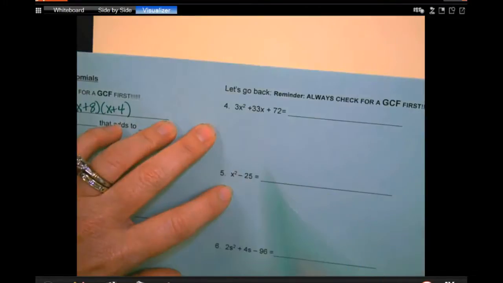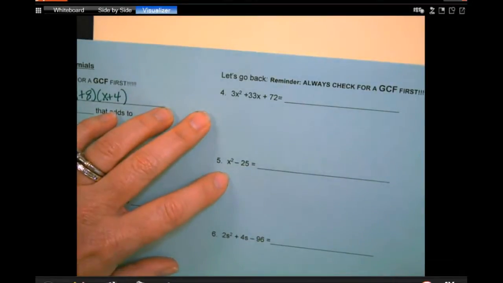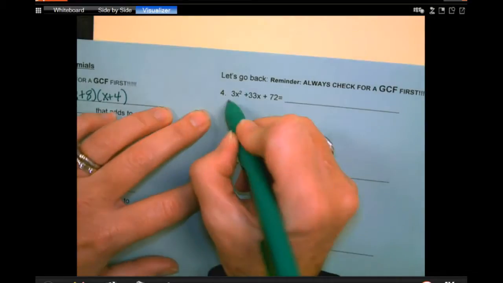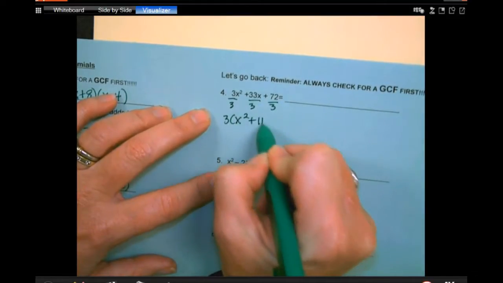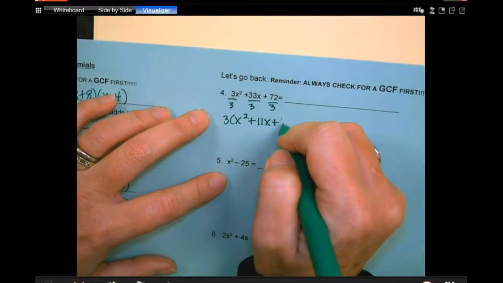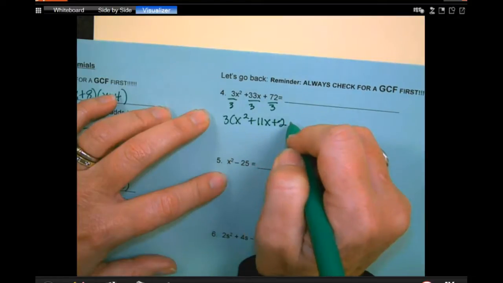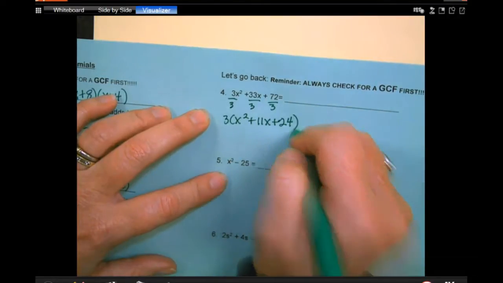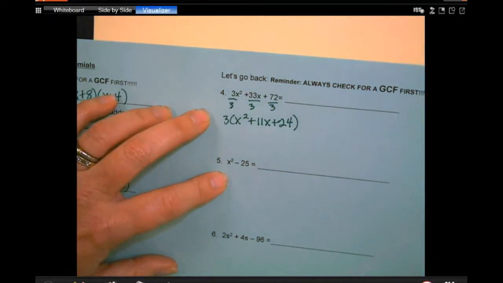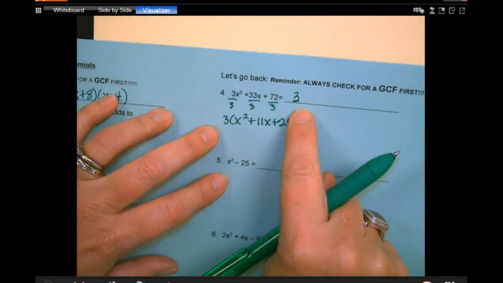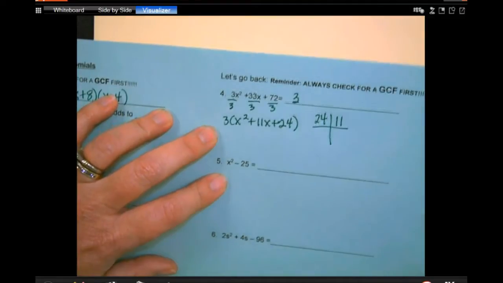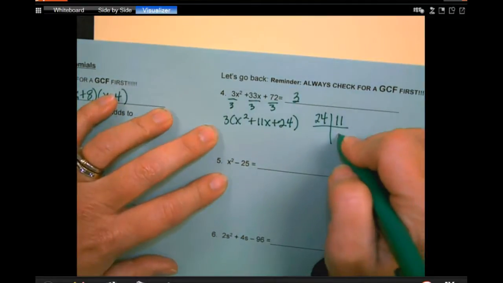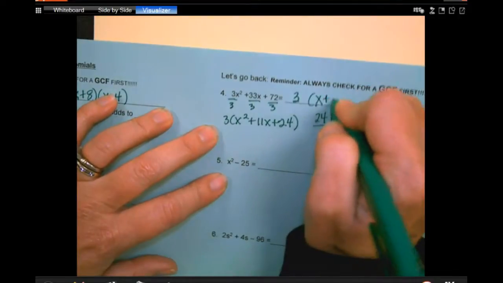So look at number 4. Is there a greatest common factor? What is it? 3. So I have to start by dividing by 3. The greatest common factor has to be in my answer. So my a times c now is 24, and my b is 11. 8 and 3. So we get 8 and 3.